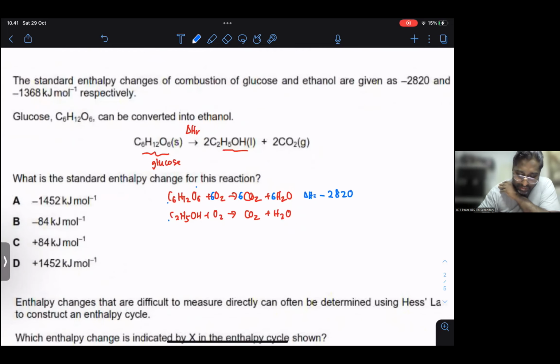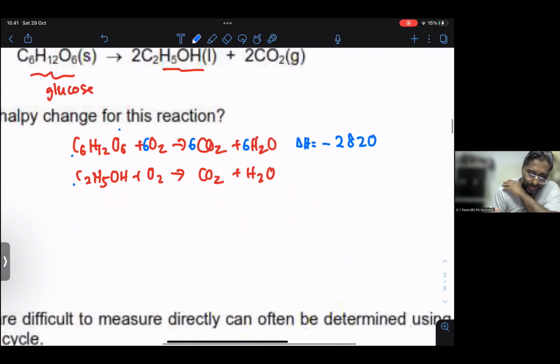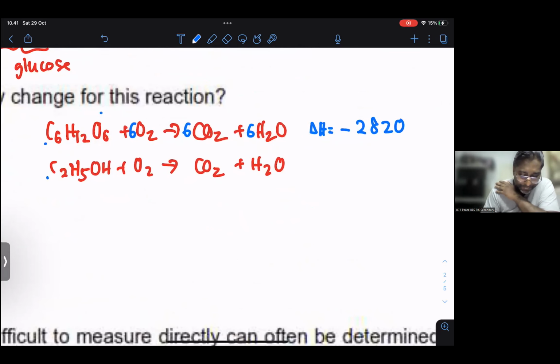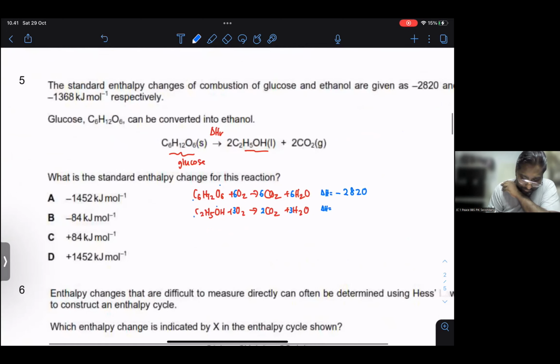And then now, let's do the balancing same for the ethanol. So you have 2 over there. And then the hydrogen, I have 6, so I need to put 3 over there. And how many oxygen on my right hand side? I have 3 oxygen plus 2 times 2, 4, so 7. 1 here, so I need to put 3 over there. So it's balanced. So the enthalpy change is also given, negative 1368.